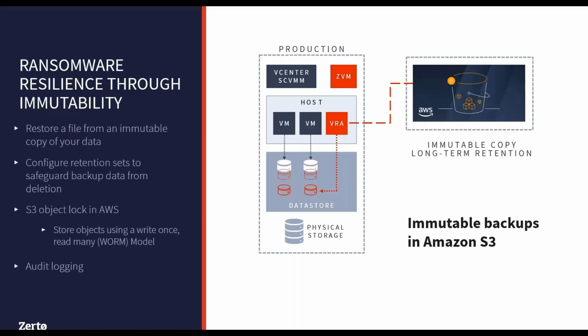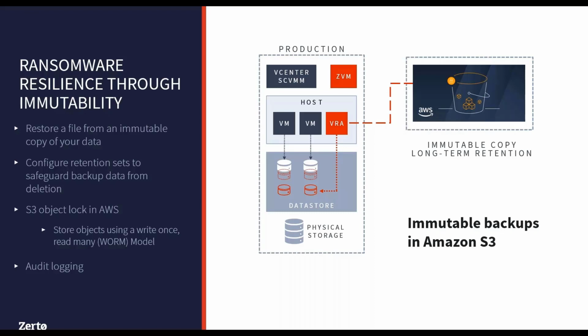So let's look at that immutability feature that we're talking about. With Zerto 9, we allow you to store your long-term retention backup copies in Amazon S3 and use the object lock feature within AWS to actually lock those backups. So basically the WORM model: write once, read many.